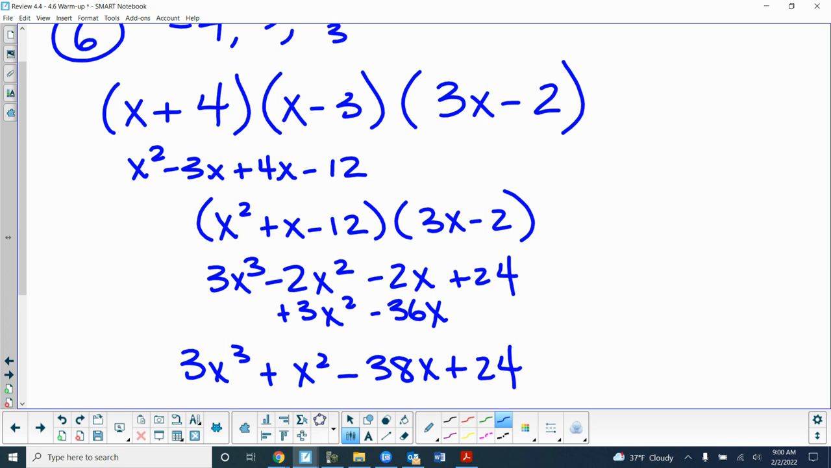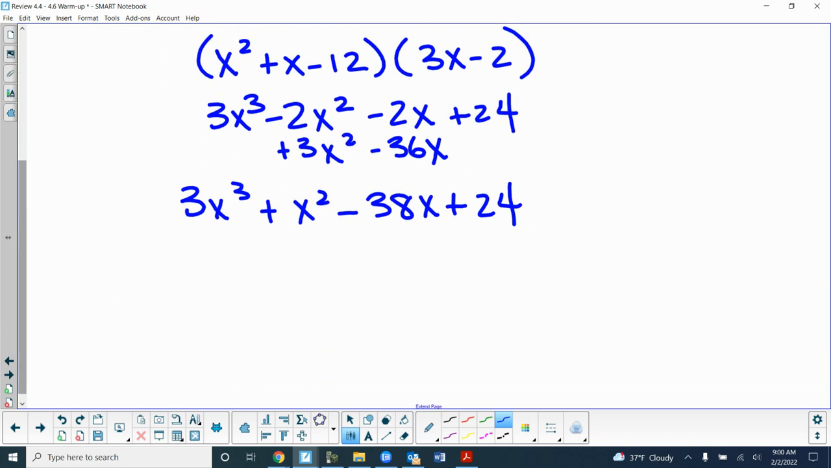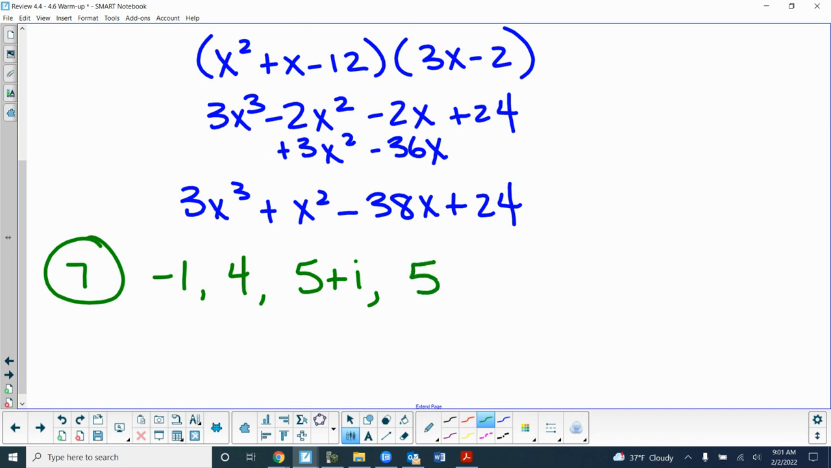Okay, so number 7, I only gave you 3 of them, but there's actually how many? 4. Why? Right, the complex ones come in pairs, right? So we've got a conjugate pair there, a complex pair. So we've got negative 1, 4, 5 plus i. So if there's a 5 plus i, there's also a 5 minus i. Okay. On the quiz, I actually wrote them both for you so you wouldn't forget.